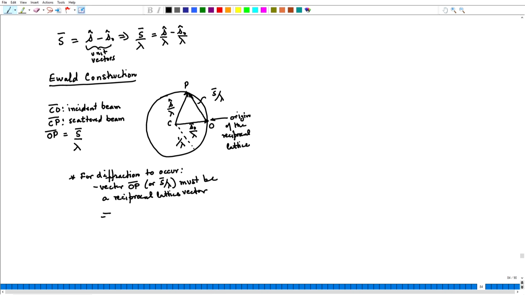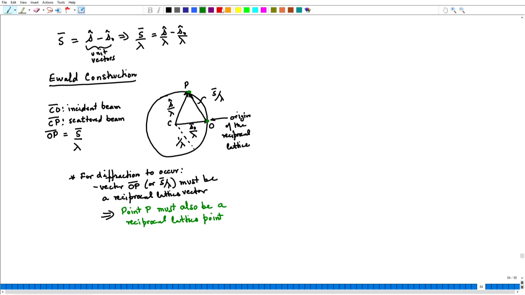This implies that this is a reciprocal lattice point at which we have put the origin of the reciprocal lattice. If point P is also a reciprocal lattice point, then OP would be the reciprocal lattice vector. So, this implies that point P must also be a reciprocal lattice point. Then only OP can be a reciprocal lattice vector.